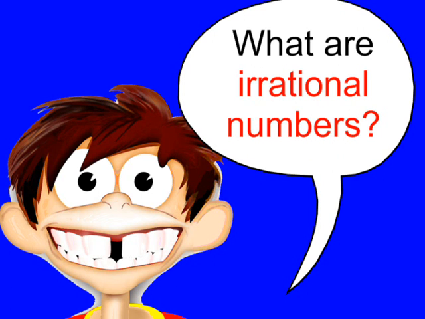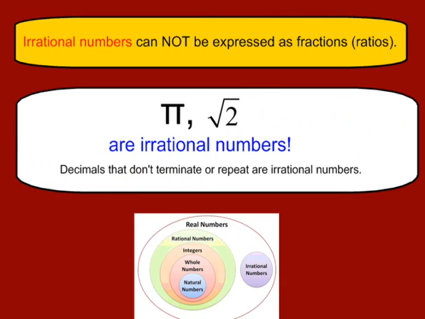Which leads us into irrational numbers. Irrational means they're not rational. You can't write these or express these as ratios. For example, pi is the ultimate irrational number, 3.14159. It goes on and on forever. It doesn't repeat and it doesn't end. So it doesn't terminate, it doesn't repeat, therefore it's irrational.